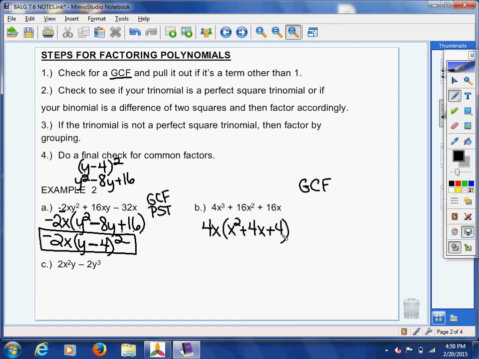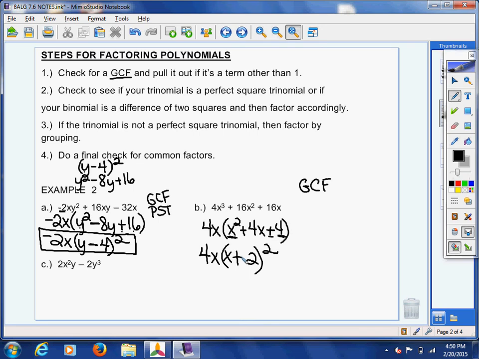Okay, now let's look at the trinomial that's left. Step 2 says, if you've got a trinomial, check and see if it's perfect. You know what? It looks like it is. It has all the makings of being a perfect square trinomial. So let's factor it that way. Remember, x squared, break that up by multiplying x to itself. 4 is 2 squared, right? And then the sign in the middle is positive, so I'm going to write that as positive.